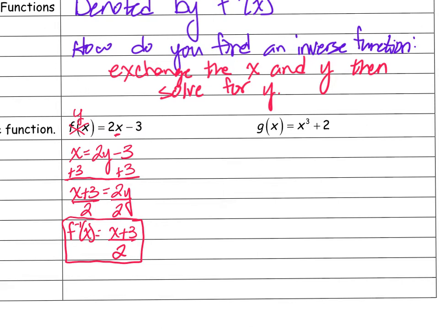But I need to make sure that I put in my f inverse of x. We're going to do it again for g of x. Again, another word for y is g of x, so that's my y. And I'm going to exchange my x and my y. So I've got x equals y cubed plus 2. Okay, so I want to subtract 2. So remember, I'm just undoing it in the order that I need to undo it in. So x minus 2 equals y cubed. So how do I undo a cube?